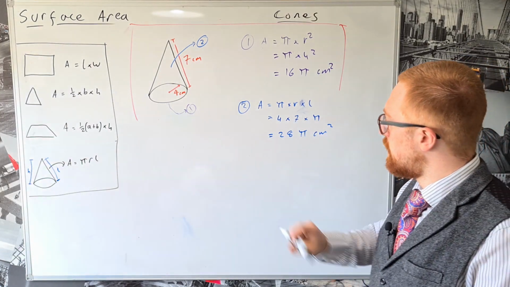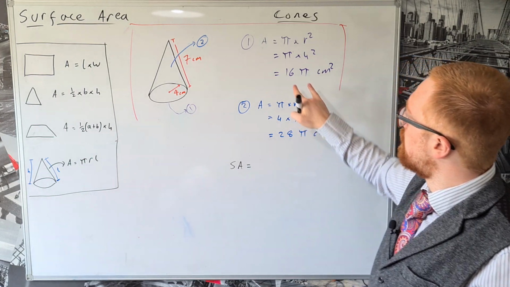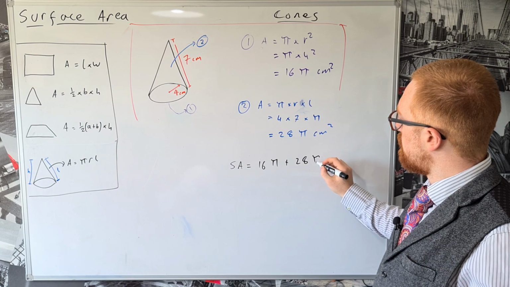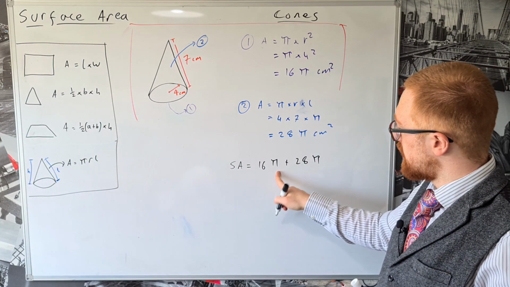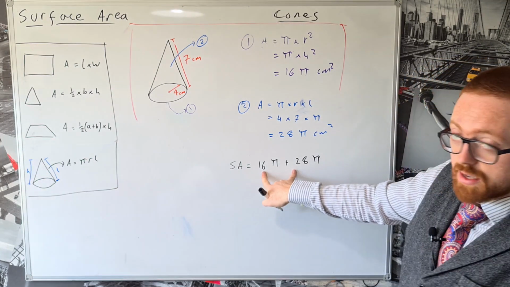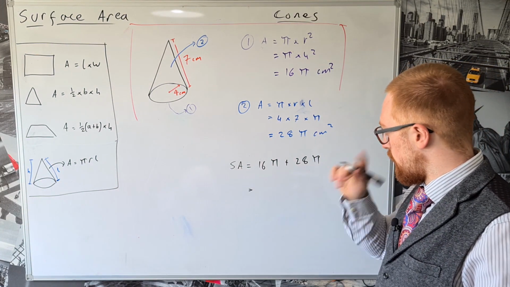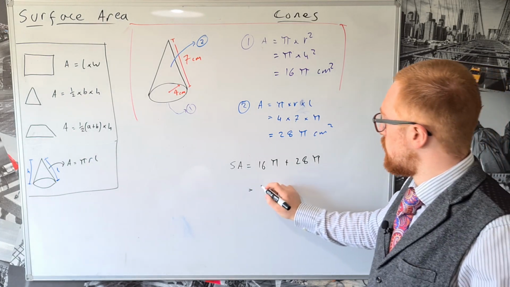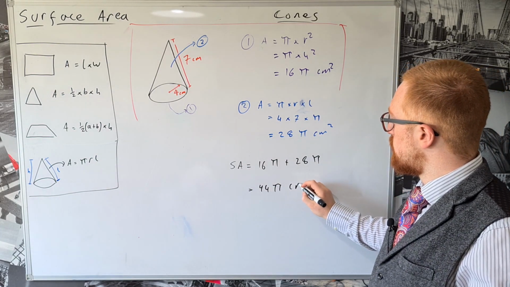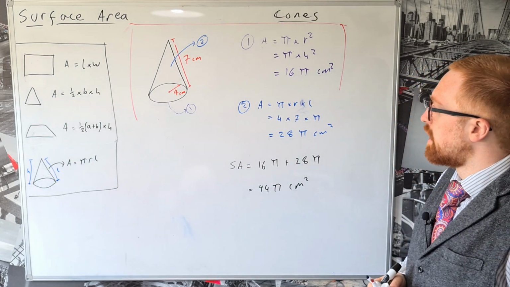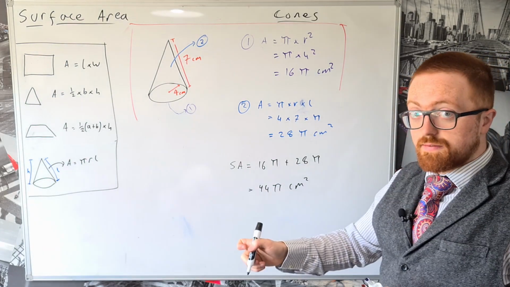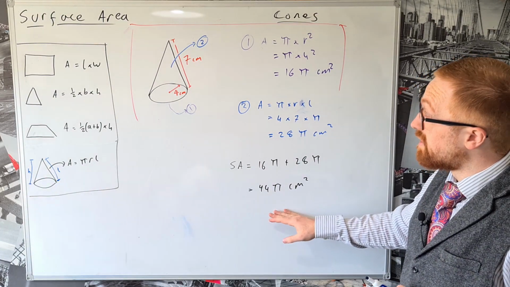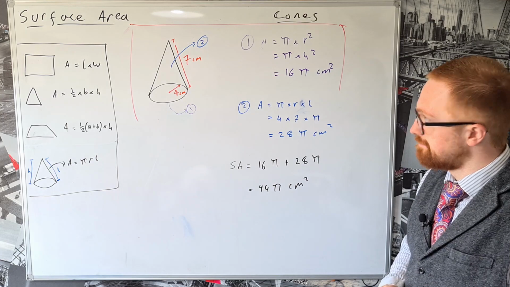So then our last step is to work out the final surface area, which is 16 pi plus 28 pi. And now, just like with algebra, if this was 16x plus 28x, we just add the coefficients. We do exactly the same thing here. So 16 plus 28 is 30 plus 14, which is 44 pi centimetres squared. Again, as with all these questions, if it asks you for your answer to 1 or 2 decimal places, you type it into your calculator and get a decimal. But for this video, I think we'll leave that in exact form. Good job.